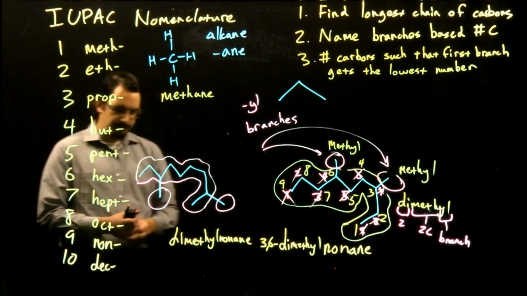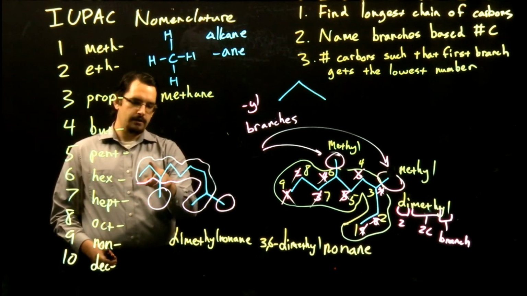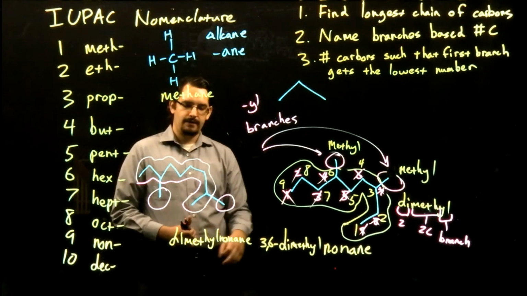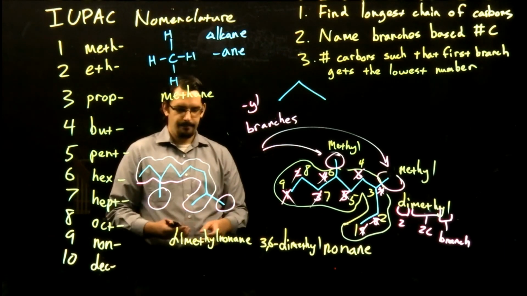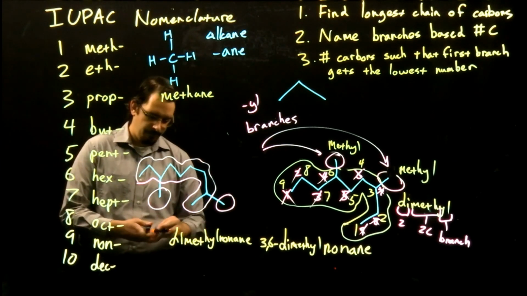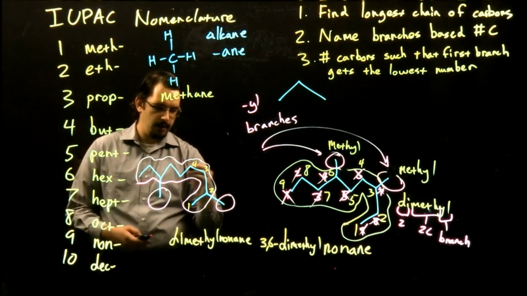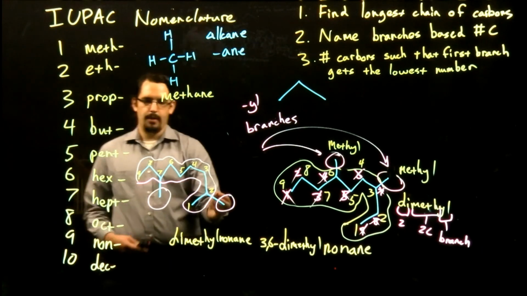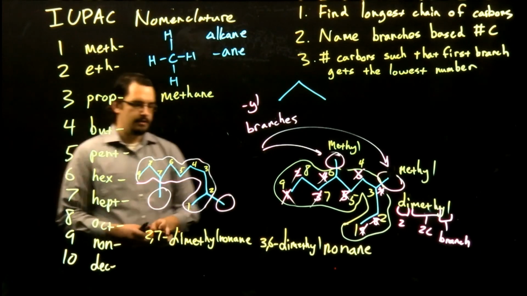Let's apply that over here. So if we start counting from the left, we would have carbon 1, 2, 3. Our first branch would be at the 3rd carbon. If we start counting from the right side, it would be 1, 2. Our first branch would be at the 2nd carbon. So we're going to use this numbering system starting from the right side. Again, we have 1, 2, 3, 4, 5, 6, 7, 8, 9. Our branches are at 2 and 7, making this 2,7-dimethylnonane.